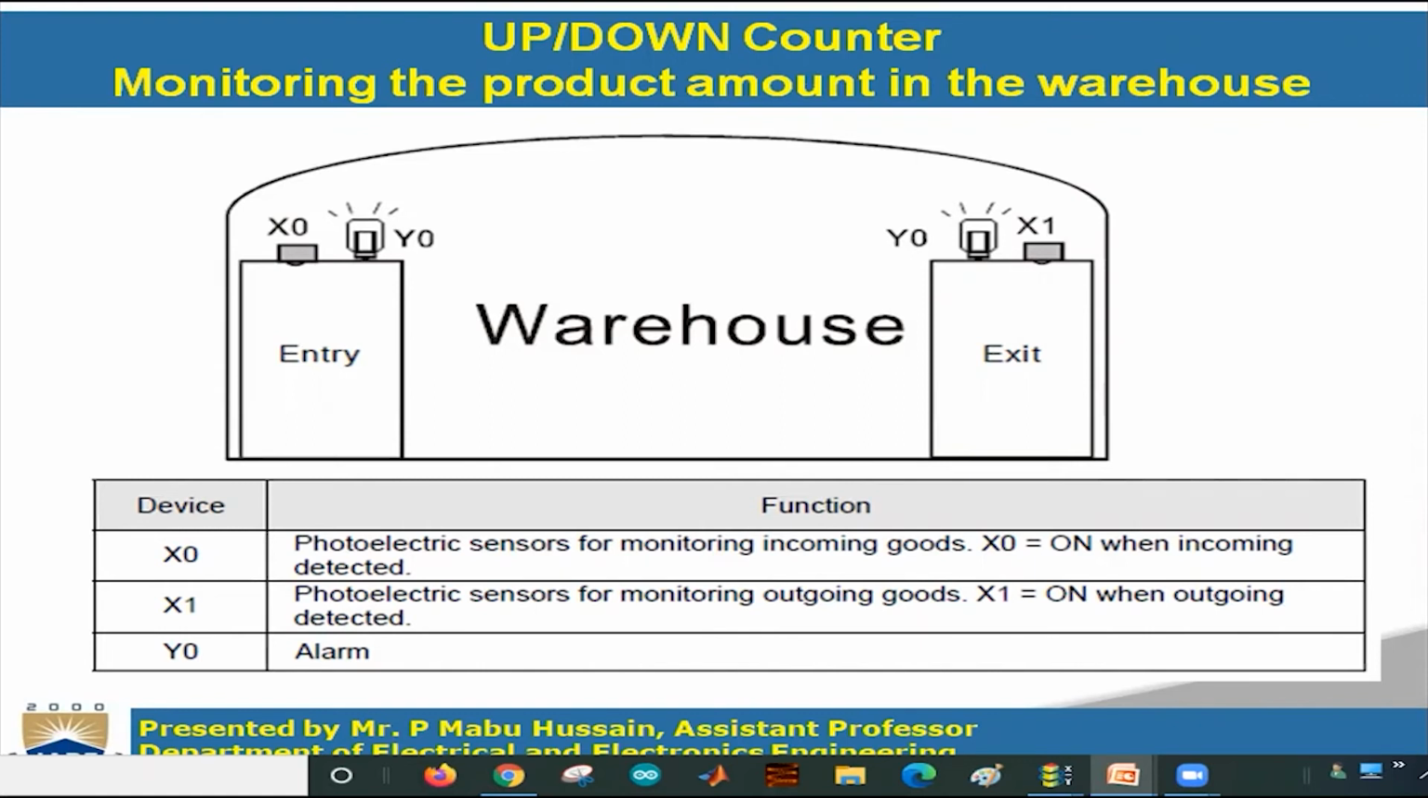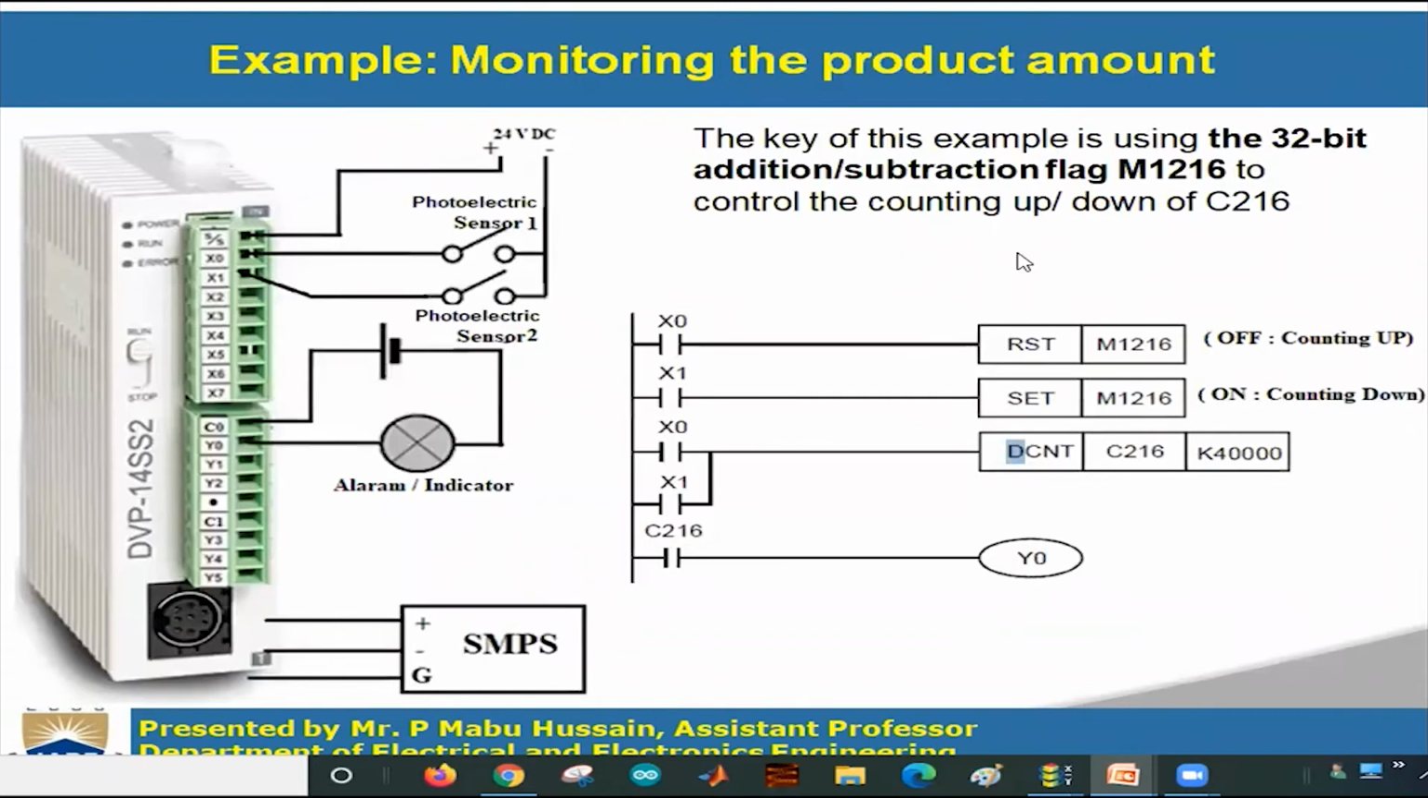Also here we are going to use one alarm, Y0. This alarm Y0 will glow whenever the warehouse holds a certain number of products. Let us say this warehouse will be filled with 40,000 products, or 4,000, whatever the value may be. Whenever it reaches that particular value, Y0 has to glow. Y0 is the alarm. Let us implement this monitoring of the product amount in a warehouse with the PLC.